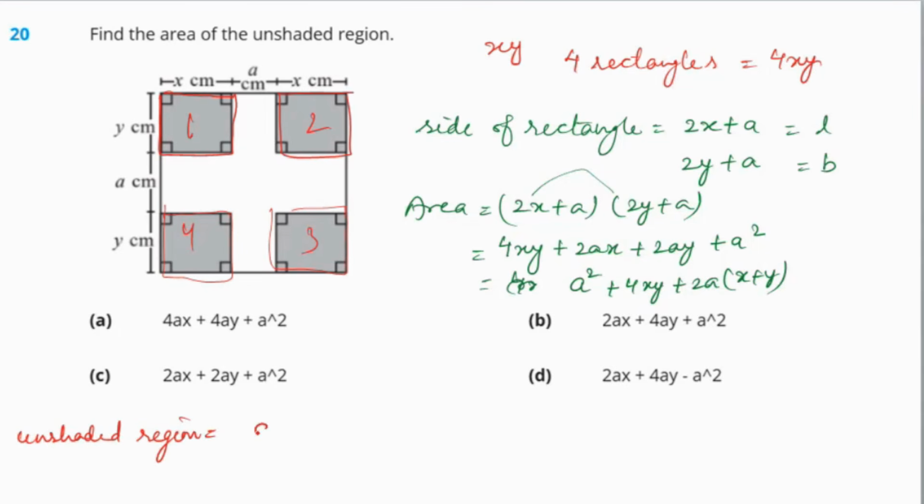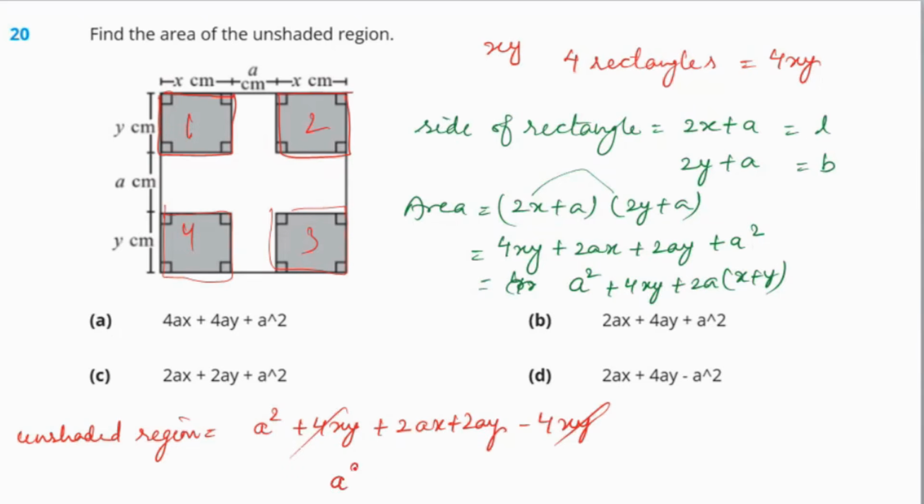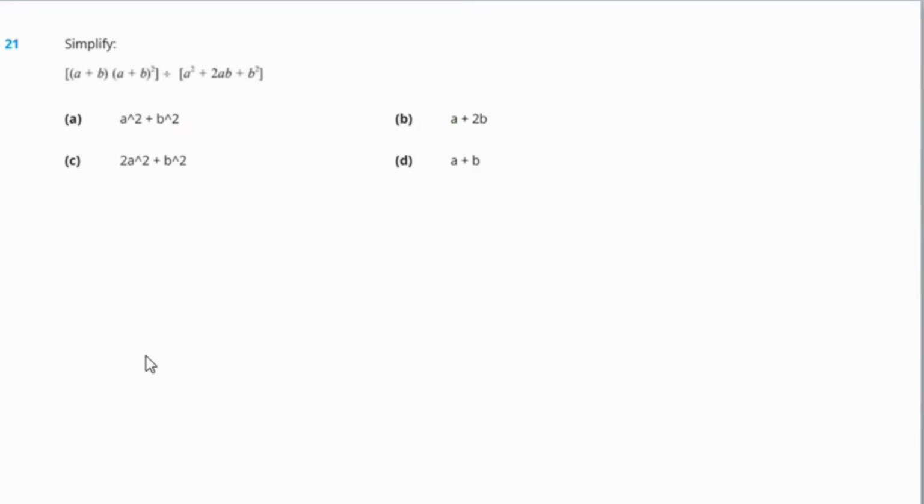Okay, so from this, the entire thing, whatever we are getting, we are going to subtract this. So 4xy got cancelled. We are getting a square plus 2ax plus 2ay, which is option C. So option C is going to be the correct answer.